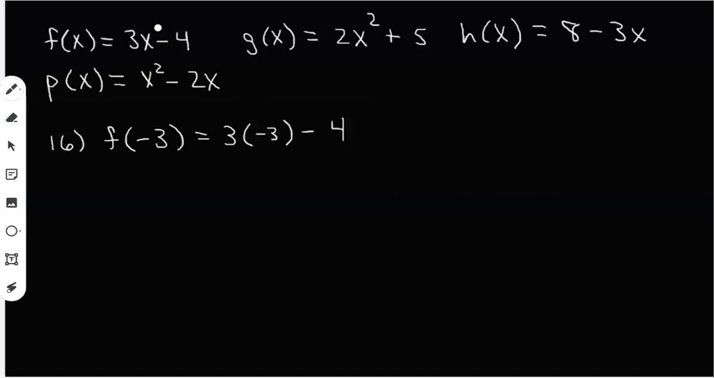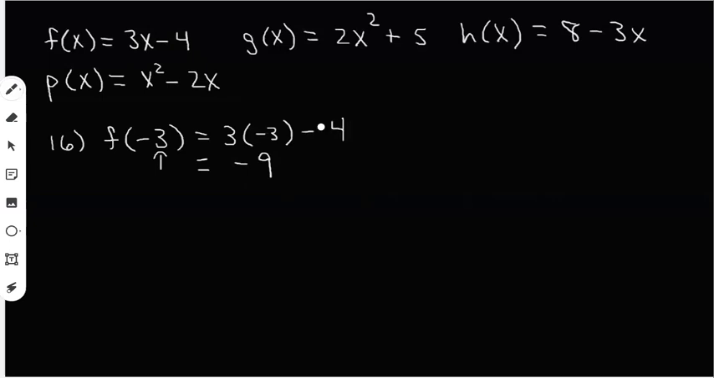The only thing that's different is I replace the x with a negative 3 because that's what's on the inside right here. Okay? So let's figure out what this is going to be. I've got 3 times negative 3. What would that be, Coach? Negative 9. Negative 9, that's right. So I multiply these two numbers to get negative 9.